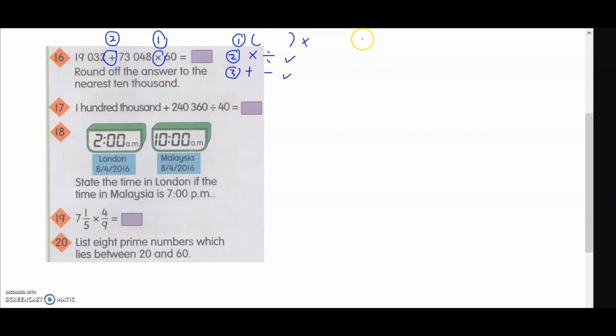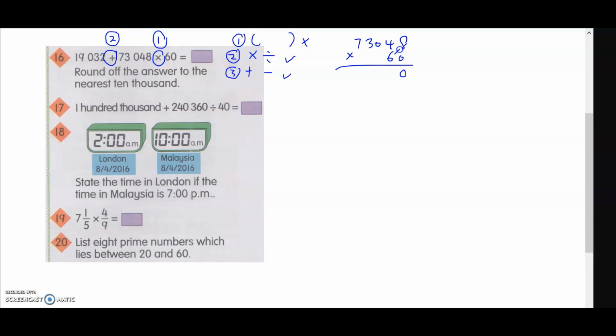So, 73,048 times 60. Now, do you have to do one row or two rows of calculation? One of it is 0. You know that whatever times 0 is 0. So this one, you times everything, it will be 0. So you don't have to do one row just for the 0. You just write 0 here.